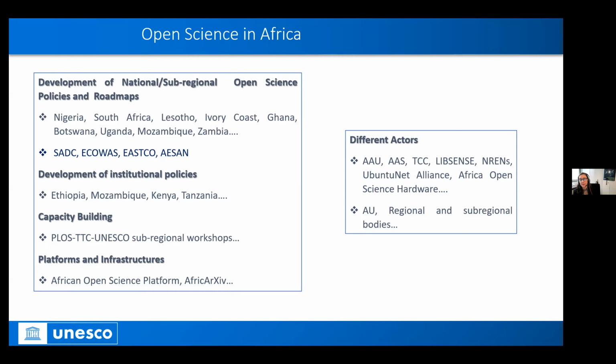And then all kinds of different actors across Africa who are really taking up open science and working with different communities to promote open science in the best possible way across the continent. And we're talking about regional and sub-regional political bodies, associations of universities, African Academy of Sciences, the NRENs, so the National Research and Education Networks, Africa Open Science Hardware, which is also nicely growing. So lots of different open science initiatives around the continent, and very interesting to see how that is going to develop over time.